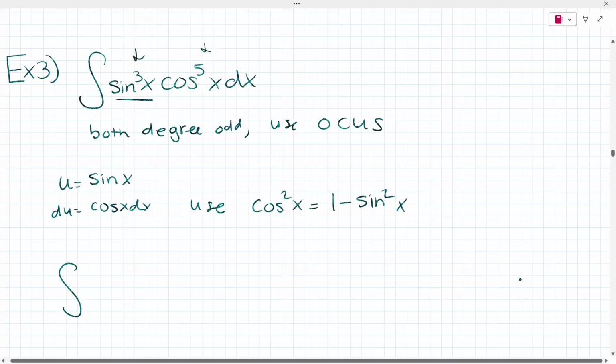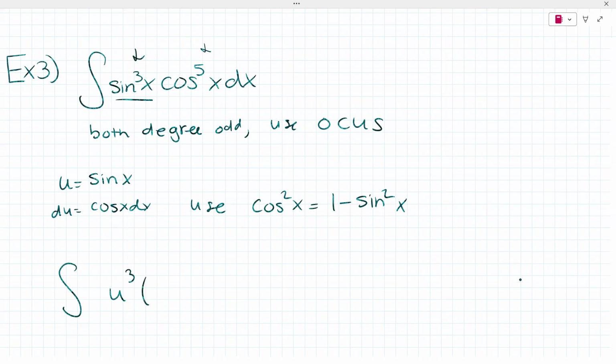So we have sine cubed x, and if our u is sine of x, that's the same thing as u cubed. And then cosine to the fifth of x, be careful, that could be expressed as cosine squared of x times cosine squared of x times an extra cosine of x. So we don't have to worry about this extra cosine of x, because we can replace that with du. But we do have to worry about this cosine squared of x times cosine squared x.